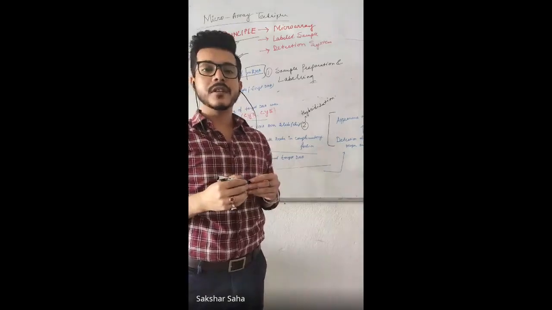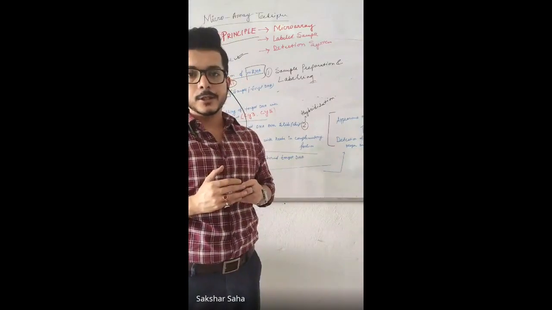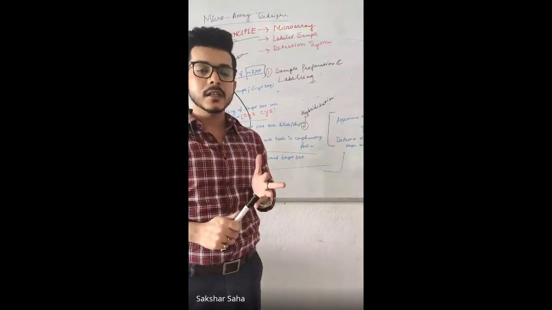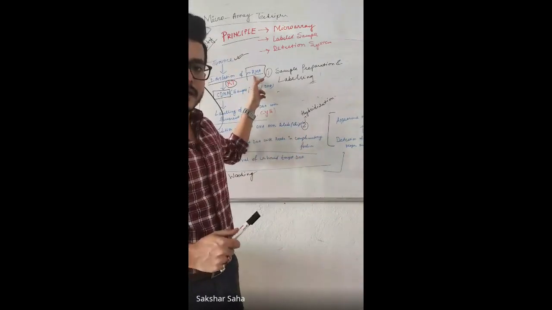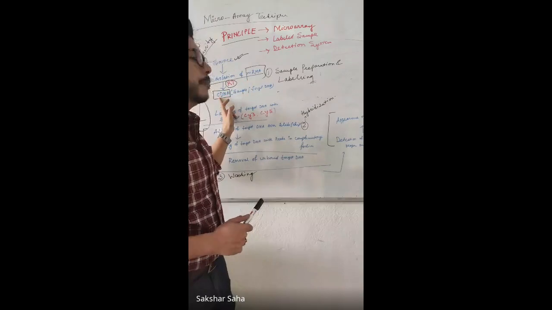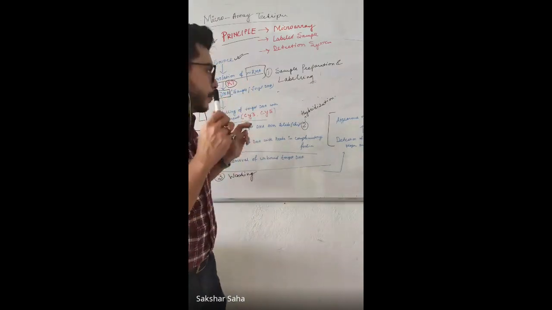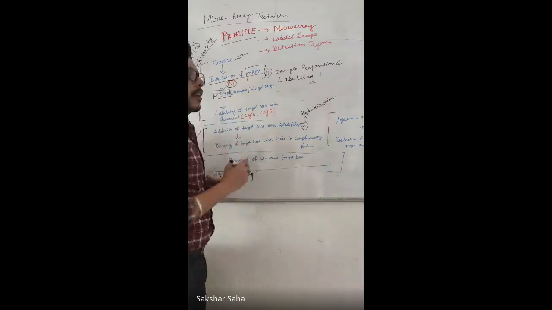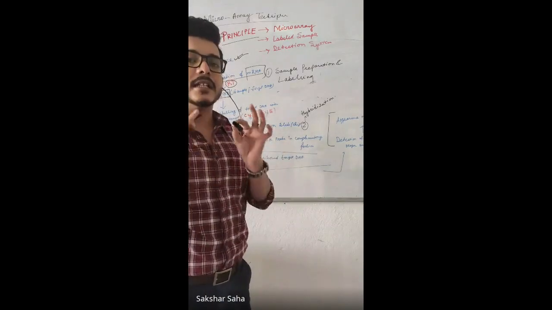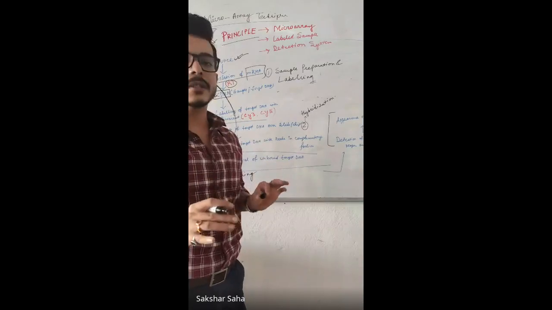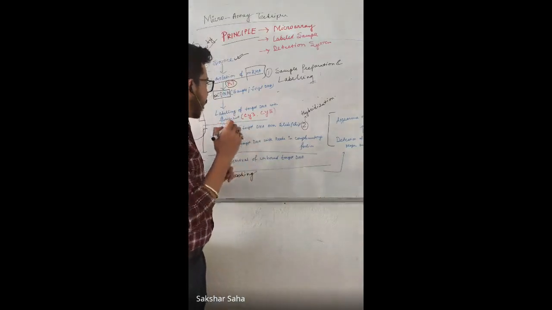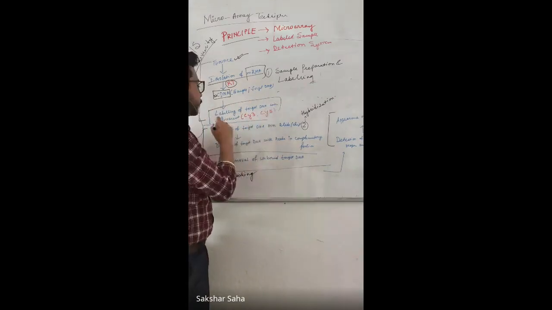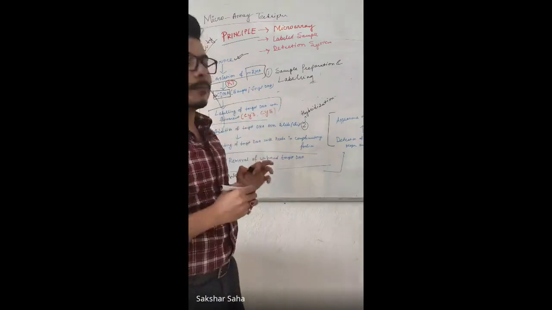RT means reverse transcriptase. So with the help of the enzyme reverse transcriptase, we are converting the mRNA, messenger RNA, to complementary DNA, cDNA. And you have to keep in mind this cDNA is ssDNA, single-stranded DNA. This is not double stranded. Okay. And after that, we are labeling the cDNA with a fluorescent compound.